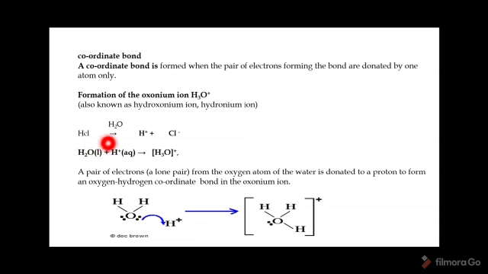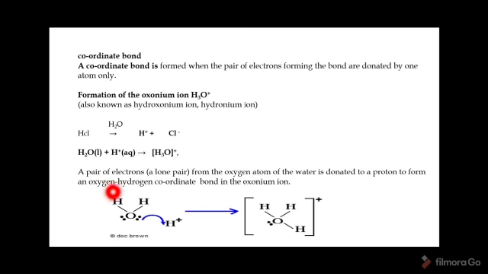Formation of the oxonium ion H3O+, also known as hydroxonium ion and hydronium ion. When HCl is dissolved in water, you get H+ and Cl- ions. When this H+ approaches H2O, it forms H3O+. A pair of electrons from the oxygen atom of the water is donated to a proton to form an oxygen-hydrogen coordinate bond in the oxonium ion.